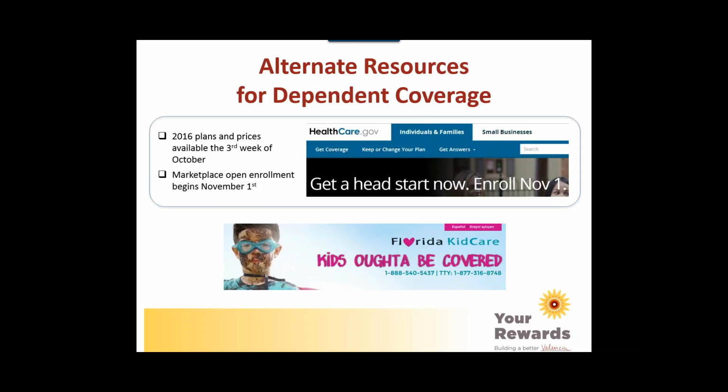We also want to talk about alternate resources for dependent coverage. We actually have a couple of questions on the other benefits that we'd like to step through first before we move into that. The question has come: does Valencia contribute to the dependent FSA, or is it money you place in the account via your check? That would be money that you put in via your paycheck, so whatever you elect would be deducted throughout the year depending on the amount of deductions that you have.